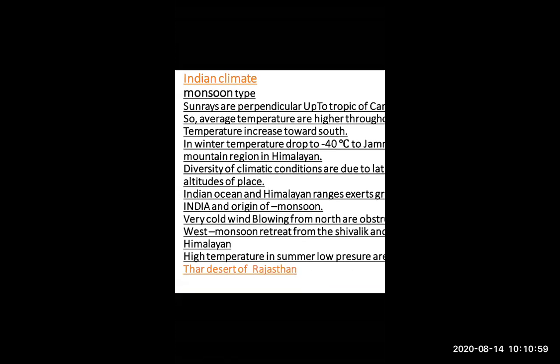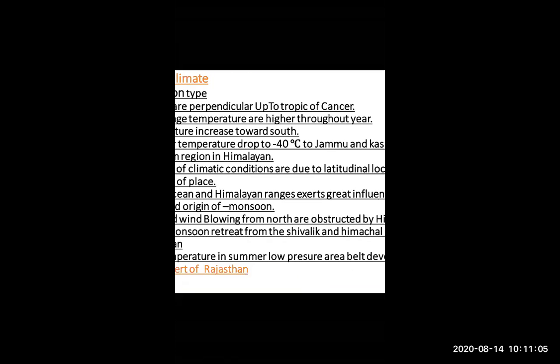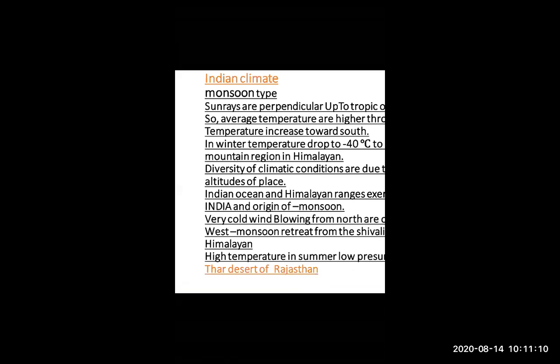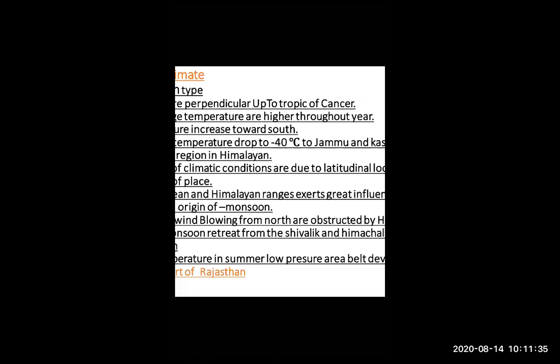The Indian Ocean and Himalaya ranges exert great influence on the climate of India and the origin of monsoon. Because of the Indian Ocean, Himalaya ranges and Shivalik ranges, we experience a great wide range of climate in our India. India is also called a monsoon type of climate.